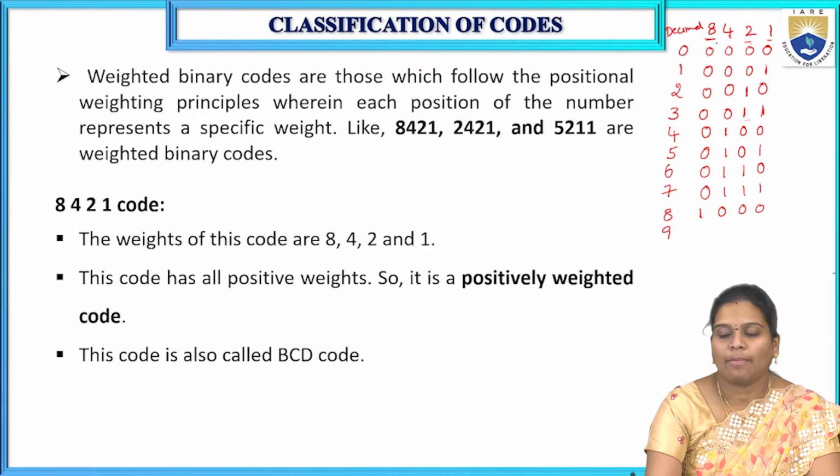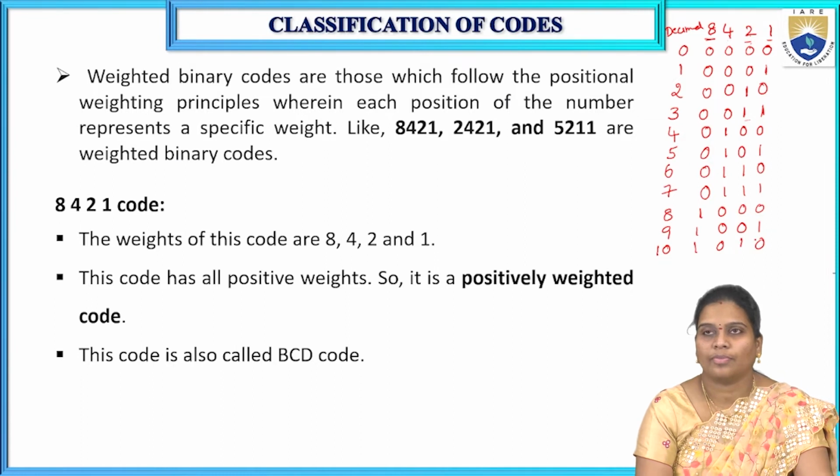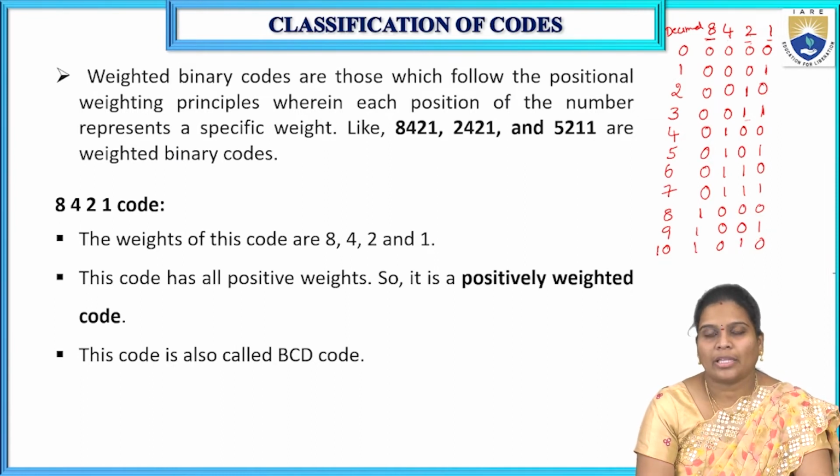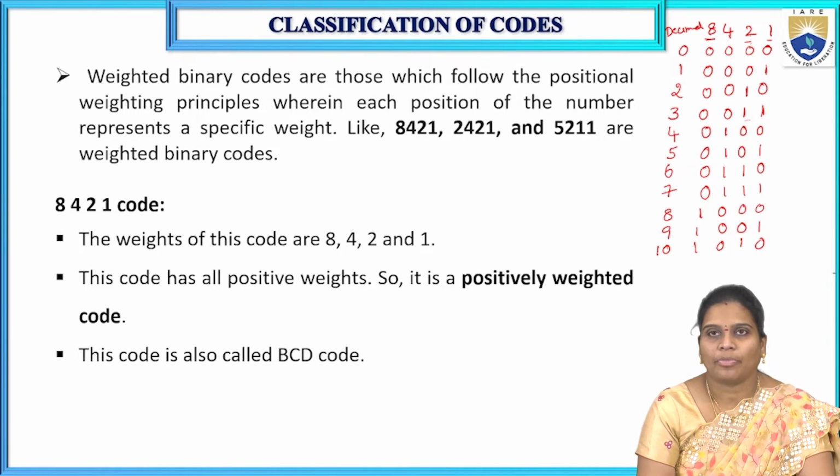In the 9. 8 plus 1 is 9. First one and this position and this position of this one. So 0, 0. Similarly 10. 8 plus 2. 8 plus 2 is 10. 1, 1, 0, 0. Like this, we are writing the binary values for each and every decimal value.